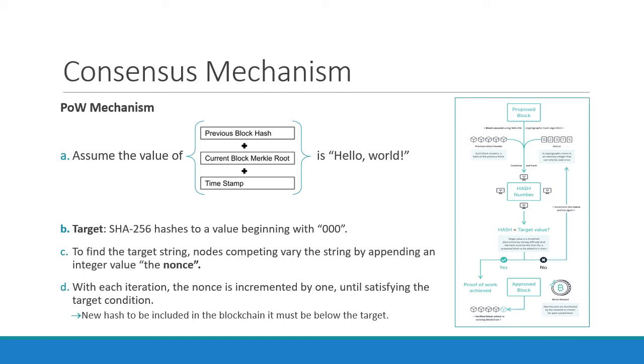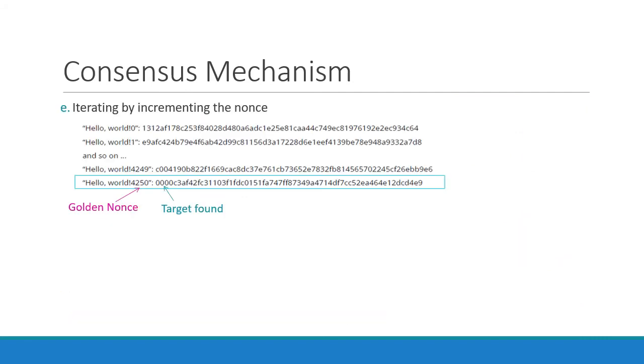In the below example, we assume that the data block is represented by "hello world", and we have a target to get a hash starting with at least three zeros, and here we are. We started with 0 as the value of the nonce, incrementing until getting a hash that starts with at least 3 zeros, which is achieved with the value of 450. This value is called the golden nonce.